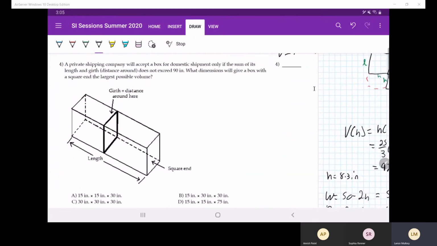A private shipping company will accept a box for domestic shipment if the sum of its length and girth, distance around, it's a perimeter, does not exceed 90 inches. So volume again, length times width times height. You have your length and you have your width. Then you have your height.